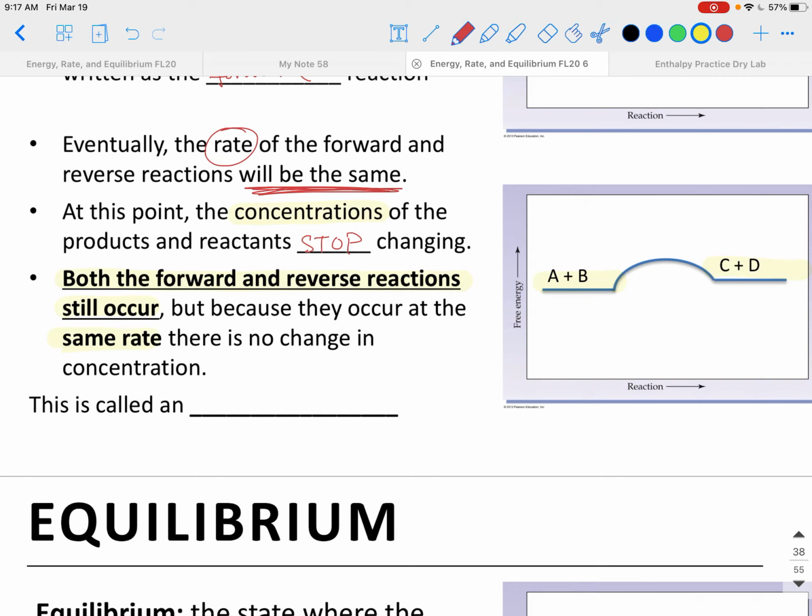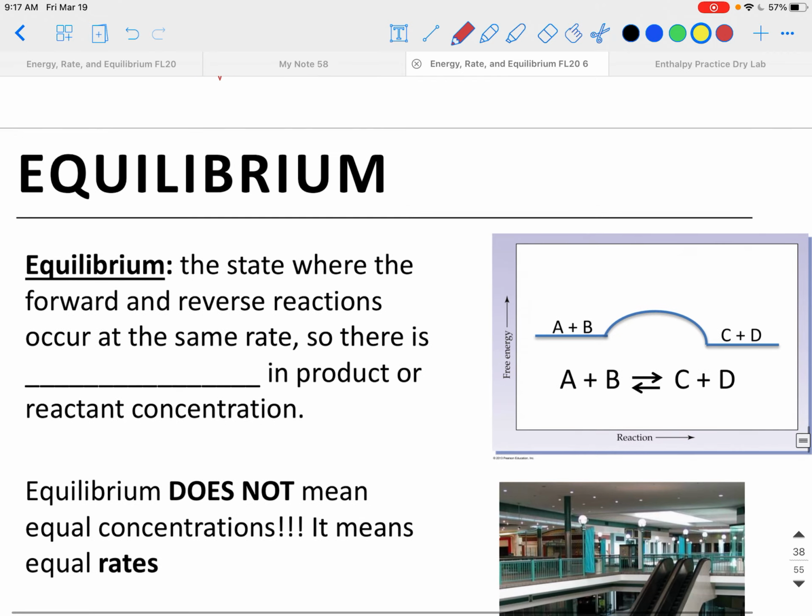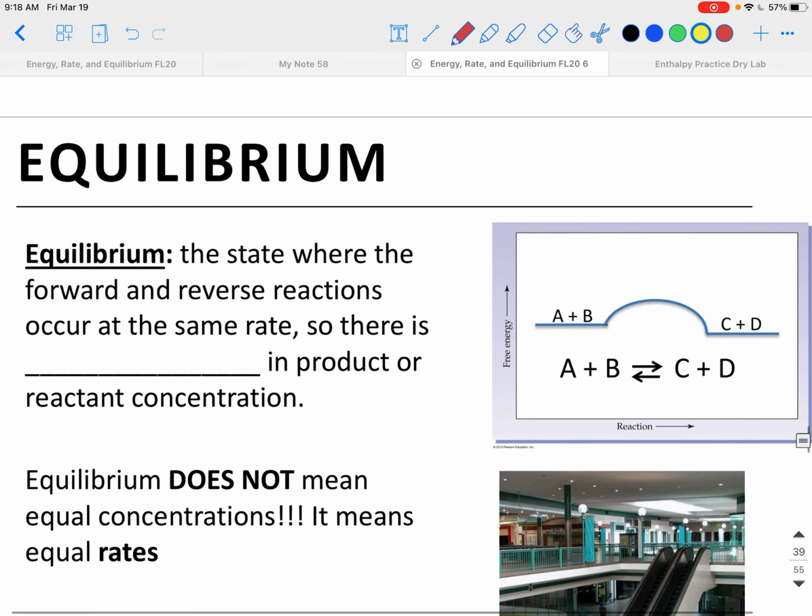This is what we call an equilibrium, when you have two reactions happening, a forward and a reverse reaction, and they're happening at the same rate. Okay? I'm going to give you an example in just a moment to maybe help explain this if your head is spinning right now. Okay, so this is the actual definition of equilibrium.